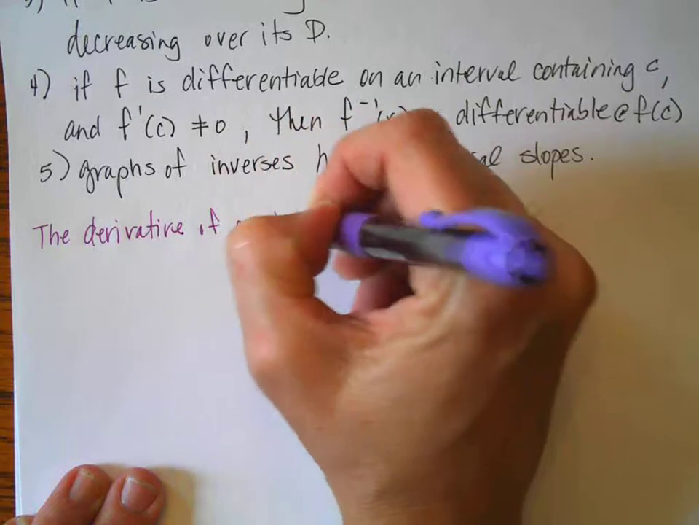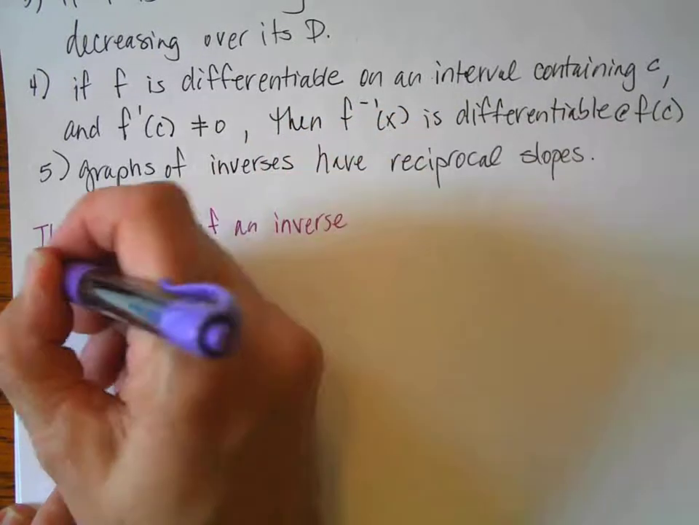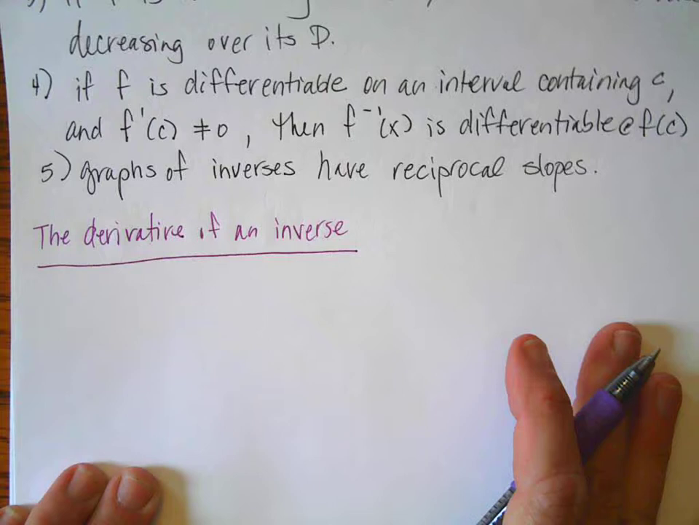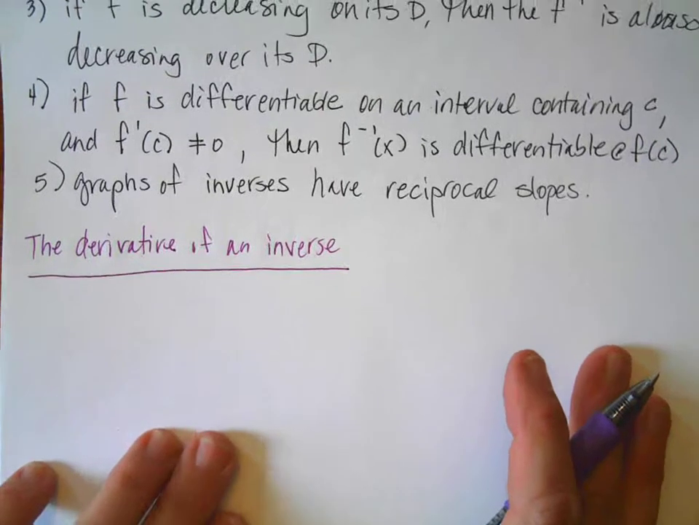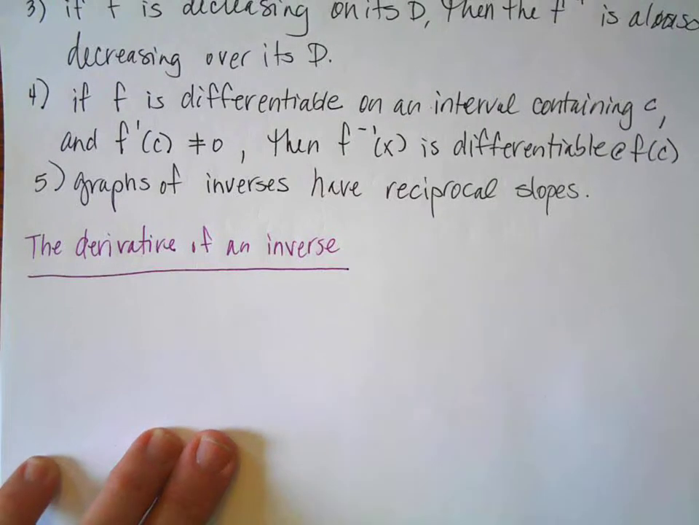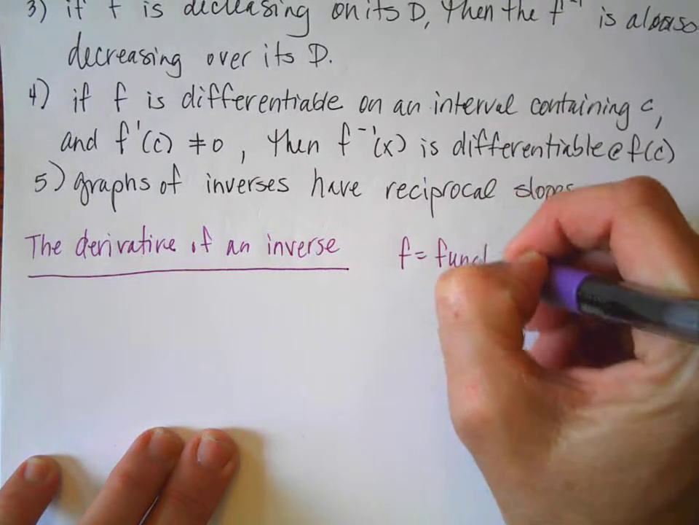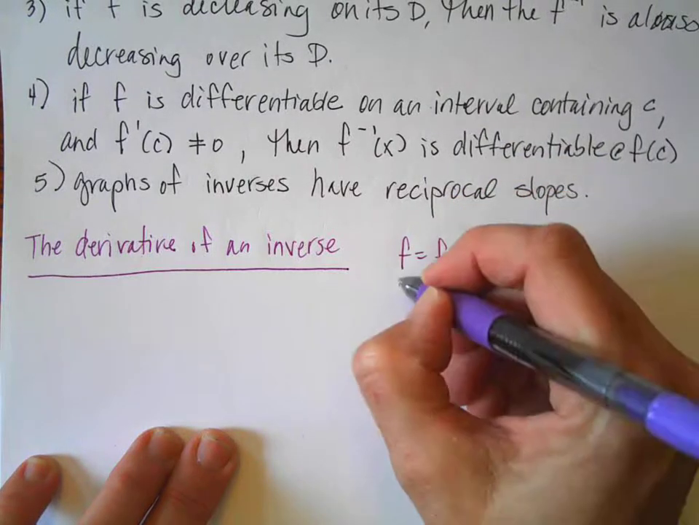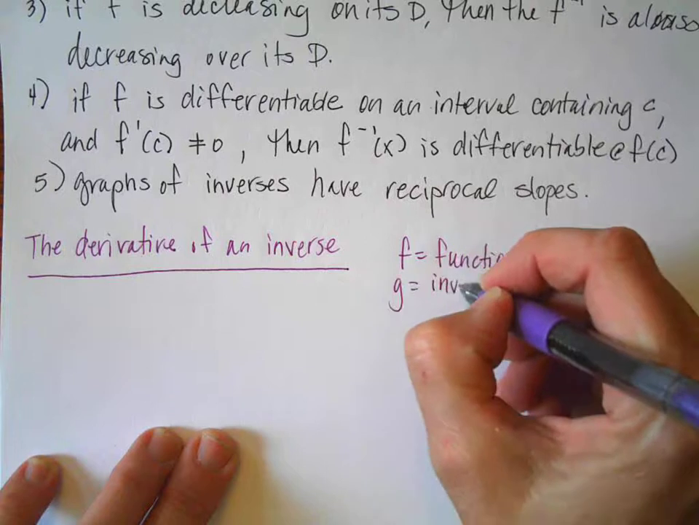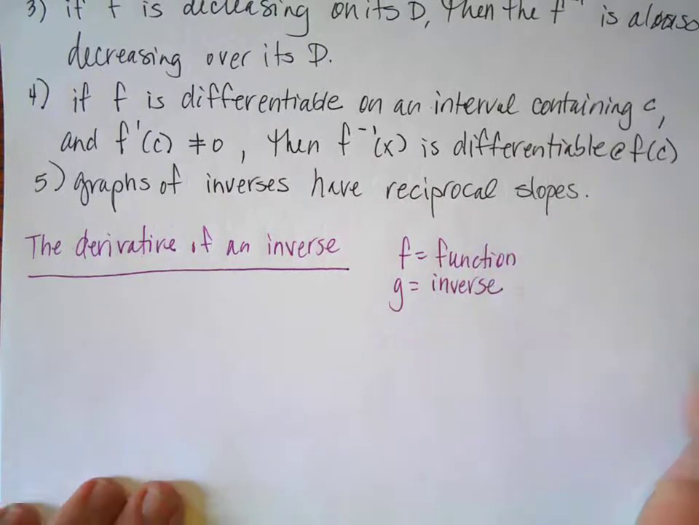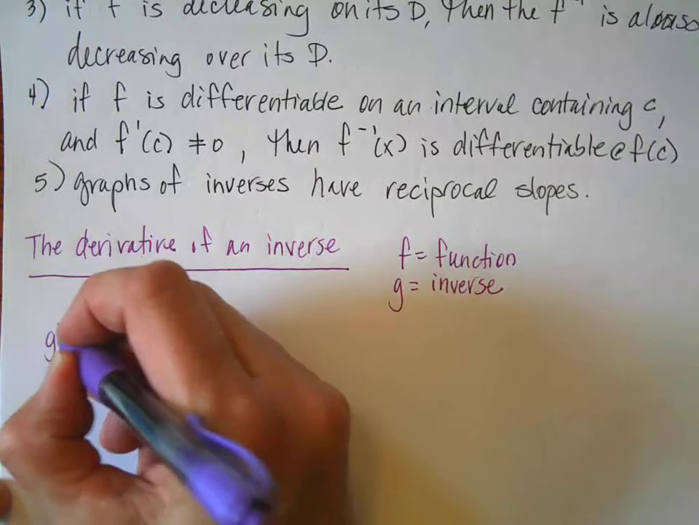All right, the next thing that we want to talk about is the derivative of an inverse. So that would be the situation where I am trying to find the slope of the inverse. Alrighty, so I'm going to write some notation first. So f is usually referencing our original function, and g is going to be the inverse, just so I don't have to write quite as many symbols.